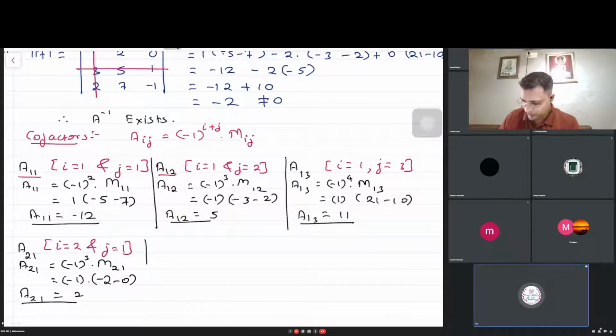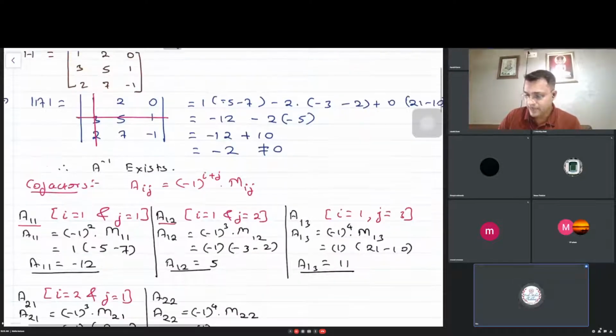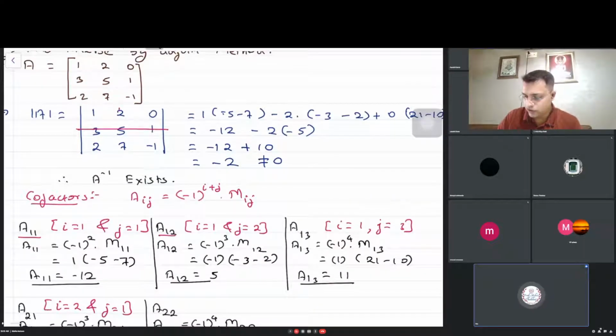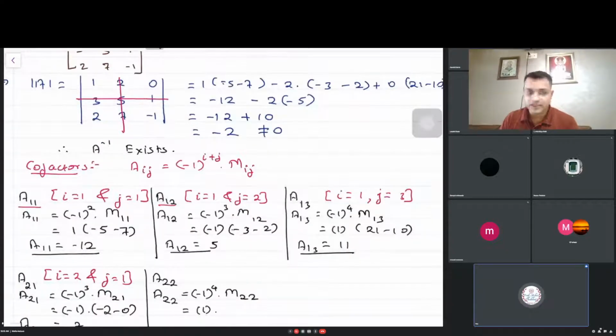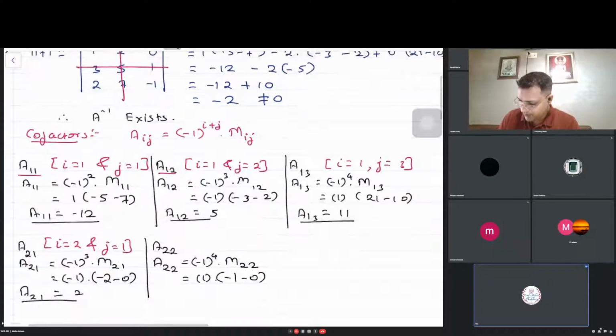A21. Let's calculate the next, A22. I think now we can try to do it orally, because in the exam you will not be expected to write i and j separately. So now let's try to do it mentally. Let's be a little quick now. A22 will be equal to minus 1 to the power 2 plus 2, that is 4, and M22. This is 1 multiplied by, this time I have to cover the second row and the second column. So I will get 1 into minus 1, that is minus 1, and 0 into 2, that is 0. So I will just get it as minus 1.